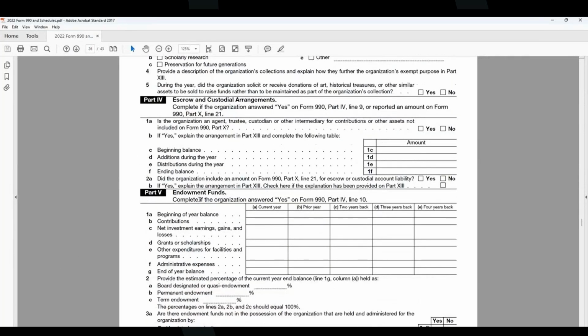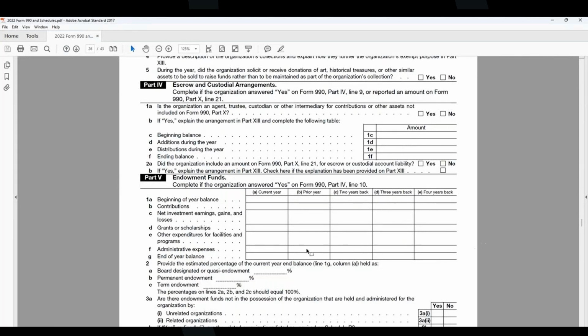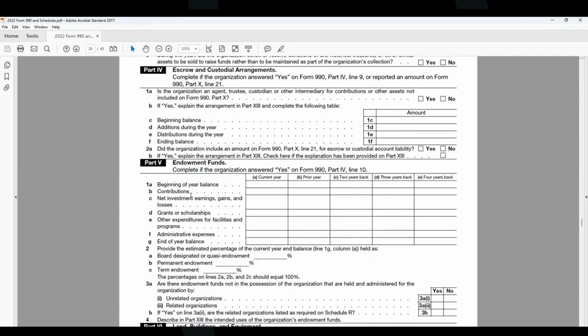So Part 5 is where endowment funds are disclosed. It will show 5 years of activity for the endowment fund: the beginning of your balance, contributions, investment earnings, other expenditures, and the end of your balance. This includes actual endowments and board designated or quasi endowments. And in line 2 is where you would disclose the percentage of the balance for each type.